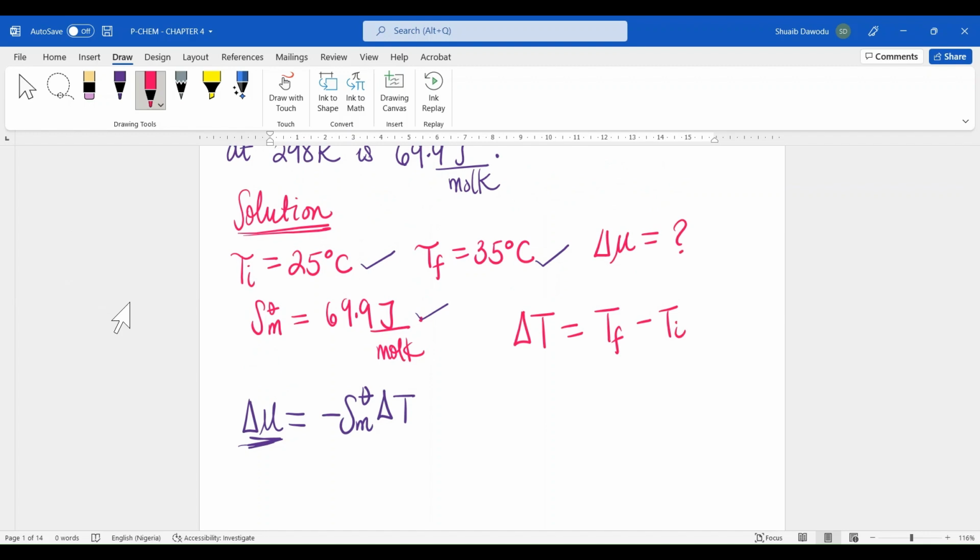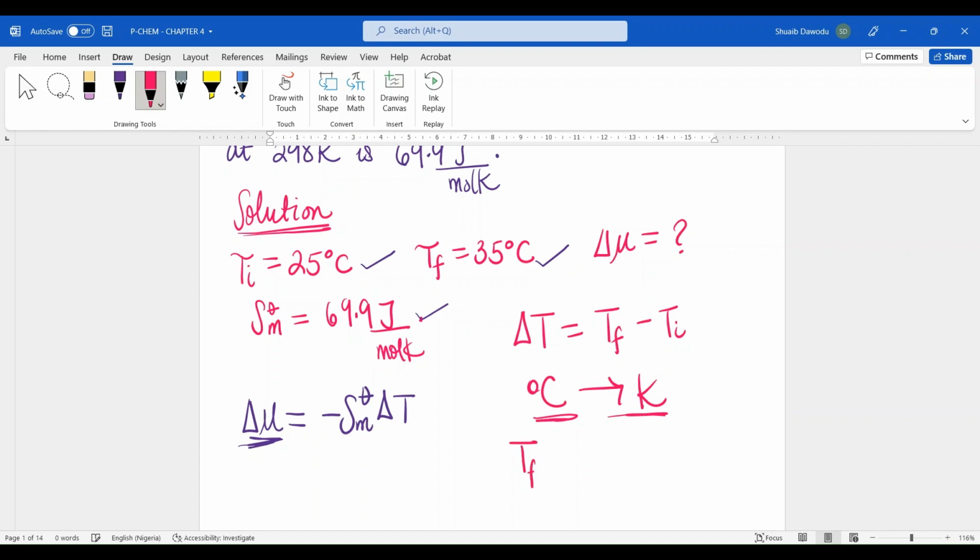Since we know that to change from degrees Celsius to Kelvin, all you're doing is just adding a particular amount, this simply means that if you subtract temperatures and get a change in temperature, you don't actually need to convert to Kelvin from degrees Celsius. You just end up having the same thing. Let me give you an example.